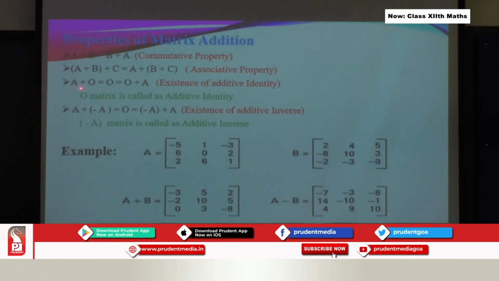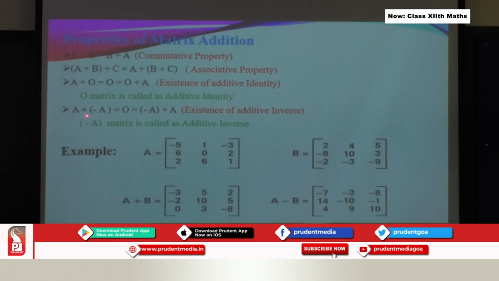Let's proceed further. Next, existence of additive identity. And here you can see, when you say additive identity, here O. Now O is what? Your O is your null matrix. So when you add a null matrix to the given matrix, what answer do you get? That is your matrix A. Okay, so over here you get O as the matrix, that is the additive identity.